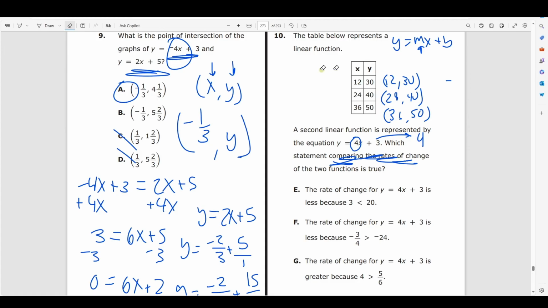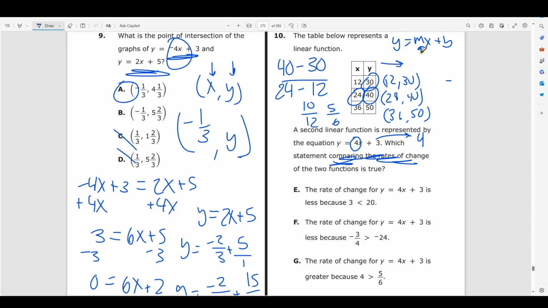So here I'm going to use 12, 30 and 24, 40. Sorry, this is my y2, this is my y1. So 40 is my y2, 30 is my y1. And you divide it by 24, which is my x2, minus 12, which is my x1. And you're left with 10 over 12, right? You can simplify this into 5 over 6.